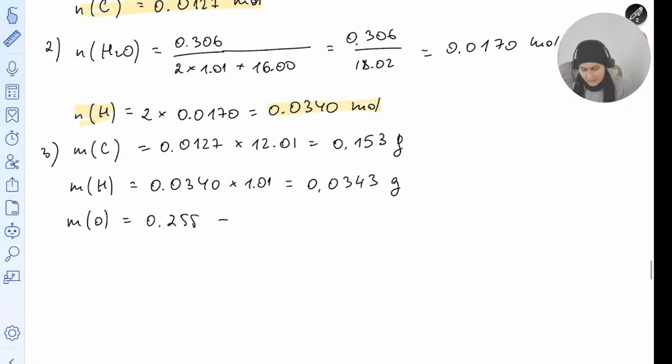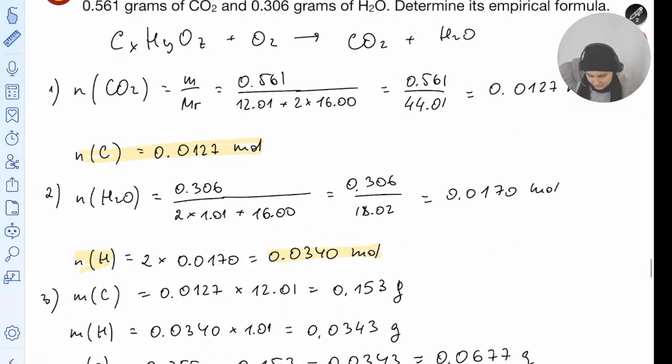I will double check. Okay, but actually at the end I would see, yeah, if the ratio is wrong, I would see that I made a mistake somewhere, if the ratio doesn't give me whole numbers. Okay, so that's the total mass. I do total mass minus mass of carbon atoms minus mass of hydrogen atoms. Okay. Which is 0.0677 grams.